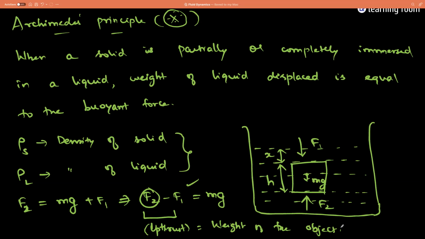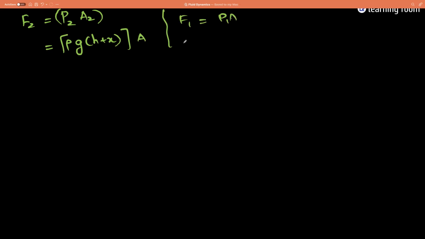So this is one way you can prove it. See, F2 is the pressure at point 2 into area of point 2. Can I write it like this? So what is the pressure at point 2? It is rho g into h plus x, into what is going to be the area of 2? Let me take it as capital A. Similarly, what is going to be the value of F1? It will be P1 into A1. So this will be equal to rho g into x into A.